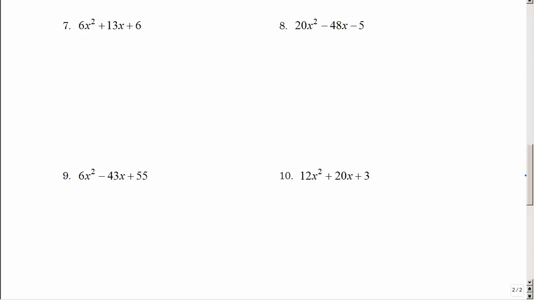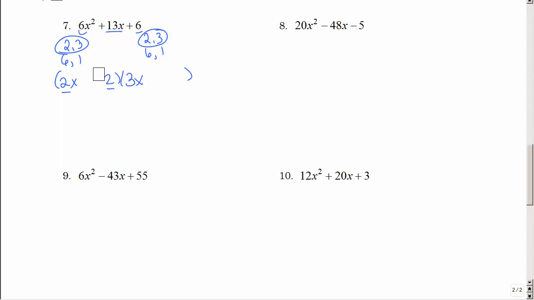These are going to get harder because the numbers are no longer going to be prime. So 6, we have 2 and 3 or 6 and 1. And we have those on both sides. We need all positives and we need a 13 in the middle. So I'm going to try the 2x and the 3x.